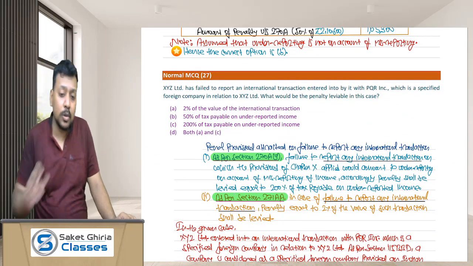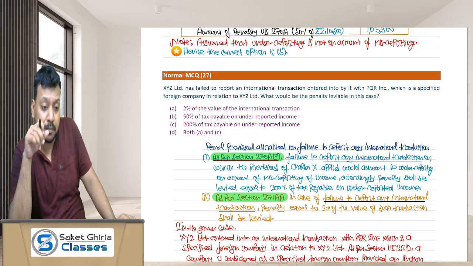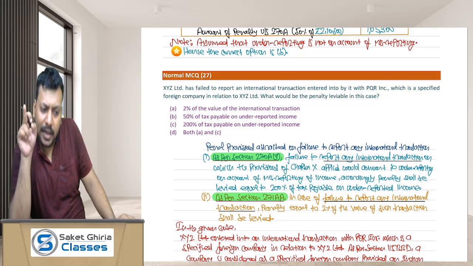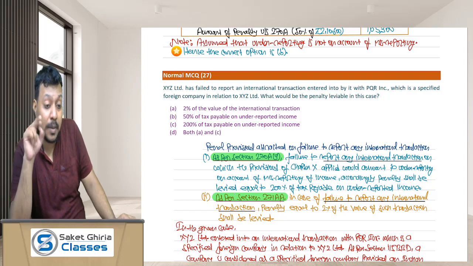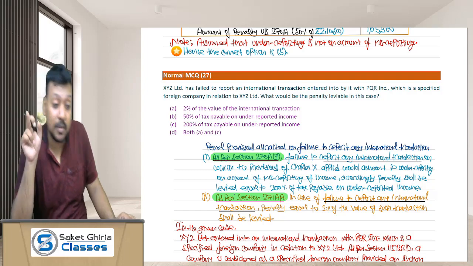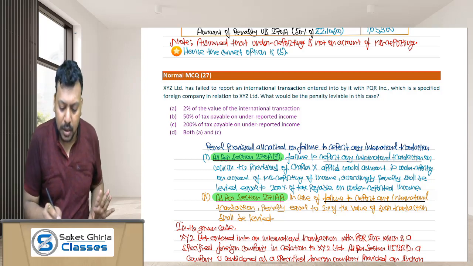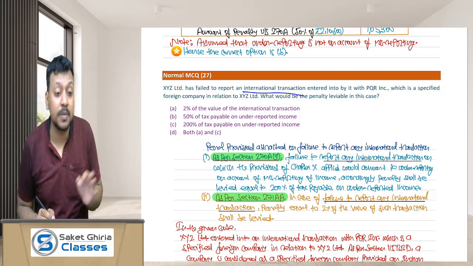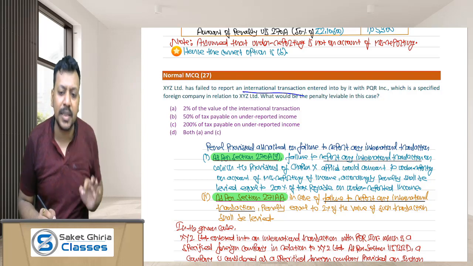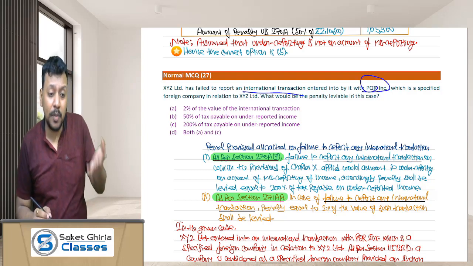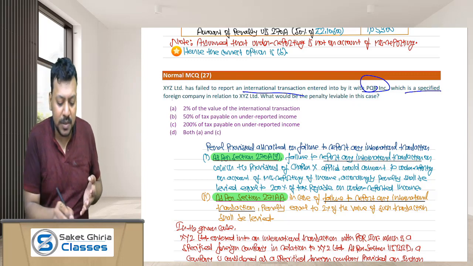XYZ Limited has failed to report an international transaction. Dear friends, if an international transaction is being undertaken with an associate entity, you have to report that transaction as per the provisions of chapter 10, means transfer pricing provisions. XYZ Limited has undertaken an international transaction, but the question is whether this transaction is being undertaken with an associated entity. Sir, this transaction is being undertaken with PQR Inc. And about PQR Inc., question says it is a specified foreign company.